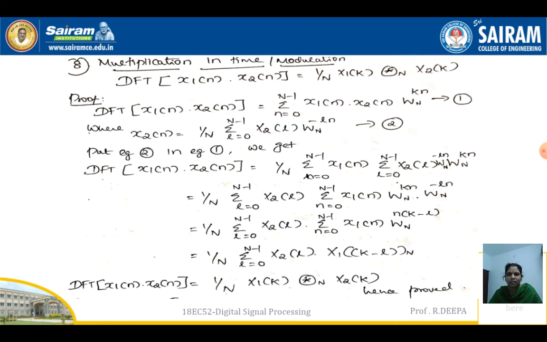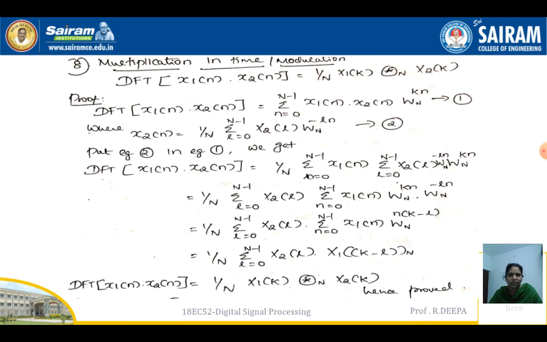And later if you see, the last term is the expression for the DFT, whereas instead of k, it is k minus l. So it is 1 by n summation l is equal to 0 to n minus 1 x2 of l into x1 of k minus l with circular shift n. So the left hand side, DFT of x1 of n into x2 of n, is equal to 1 by n summation l is equal to 0 to n minus 1 x2 of l into x1 of k minus l with circular shift n.